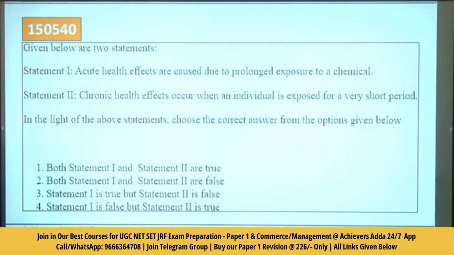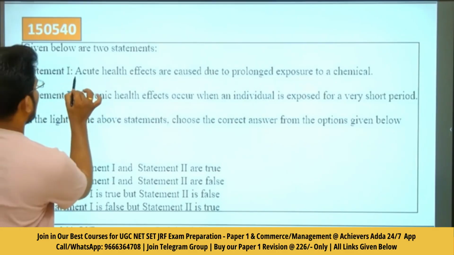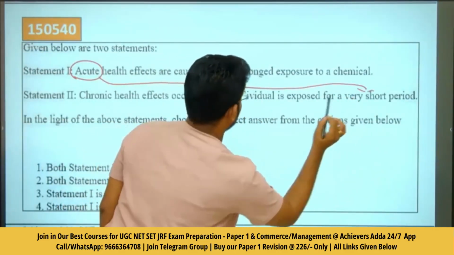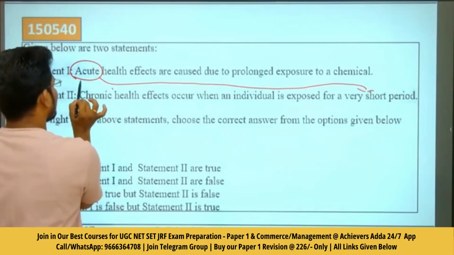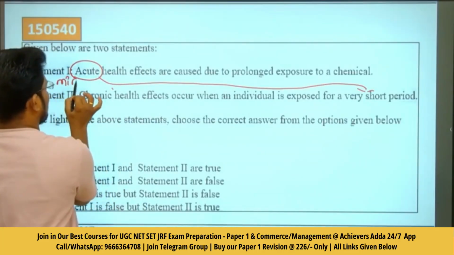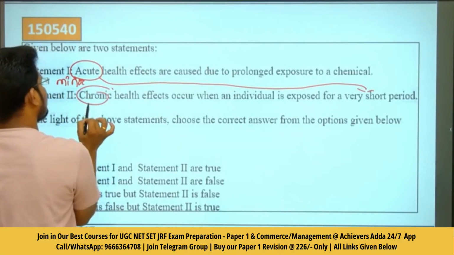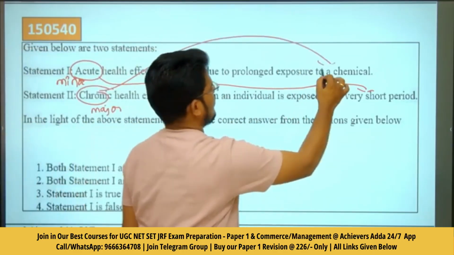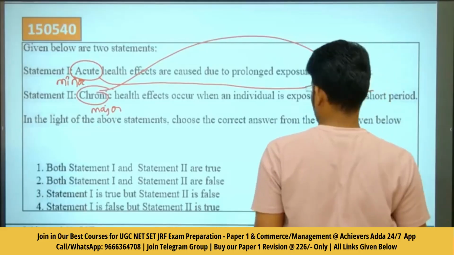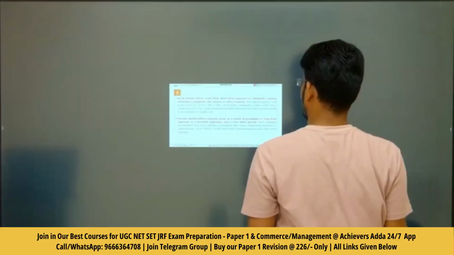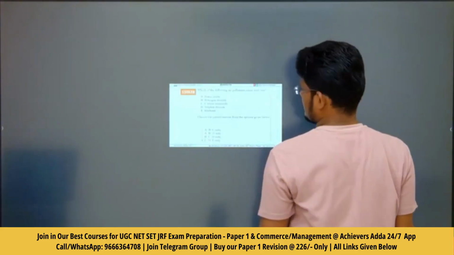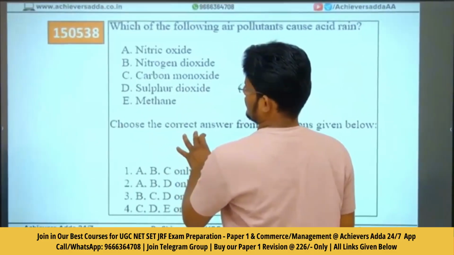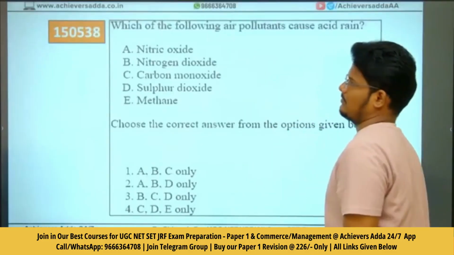Actually, these statements are reversed. Acute is for a very short period. Acute means a very minor health effect. Chronic means major, very dangerous. It is for a long, prolonged exposure. So they have given it the wrong way around. Acute is a minor one, chronic is a major one.